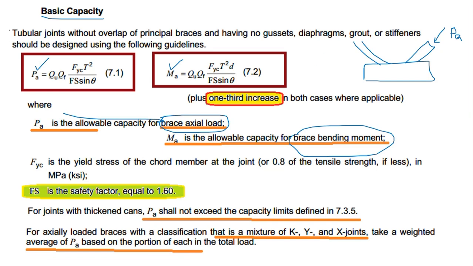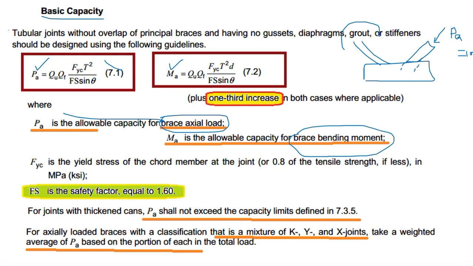After finding this PA value, for example say it is 10, after substituting all these parameters, the actual load should not go more than that, otherwise it will get punched. The brace will go inside the can. So to avoid that, we first need to calculate the capacity of the brace axial load for punching, to avoid the punching of the can.